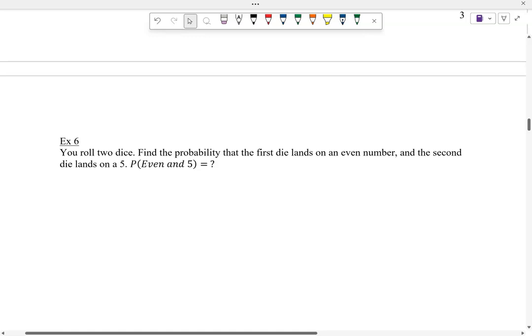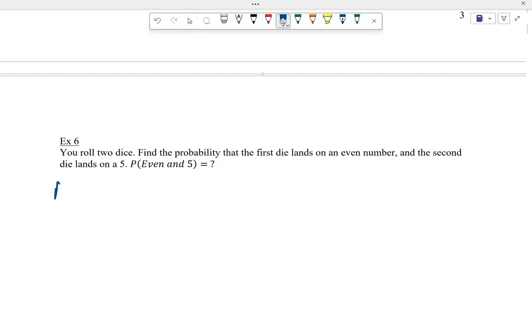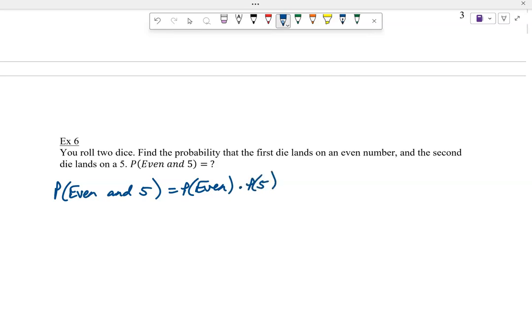All right, our last one before we move into conditional probability. You roll 2 dice. Again, independent events, right? It doesn't matter what happens on the first roll. It has no impact on the second. So find the probability that the first die lands on an even and the second die lands on a 5. Probability that you get an even number and 5. So it'd be the probability that you get an even number times the probability you get a 5.